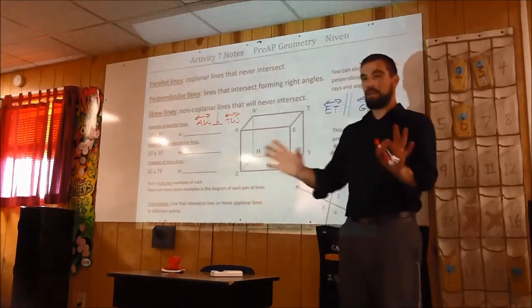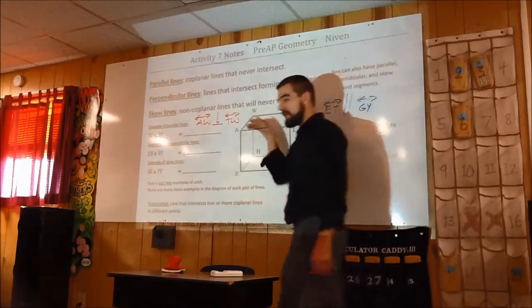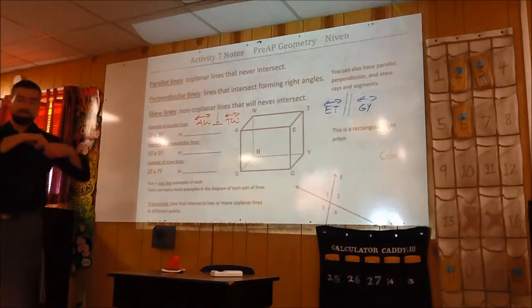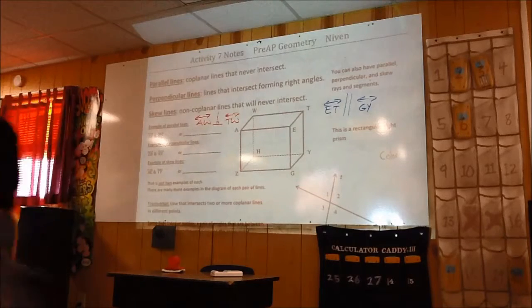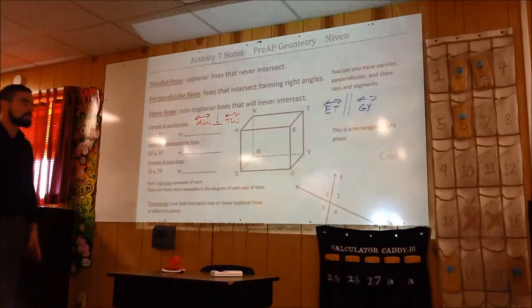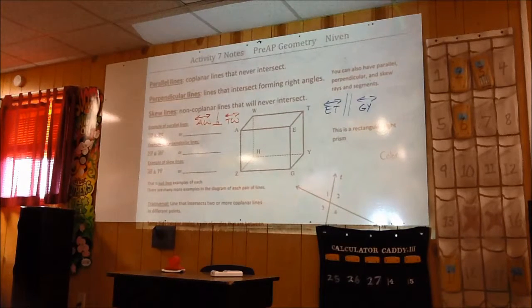Okay, now ready, go. You don't have to use line AE though. Just find two completely different lines that are skew. All right, Lydia, what two lines did you write down for skew? Line WT and line AZ. Line WT and line AZ. Those are perfect. Those work really well.